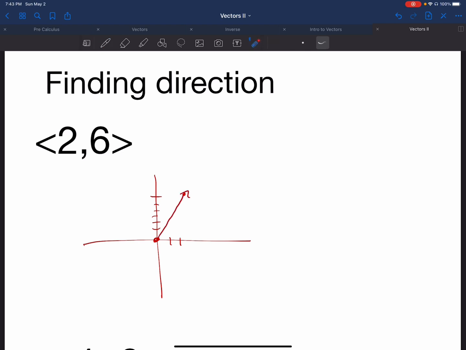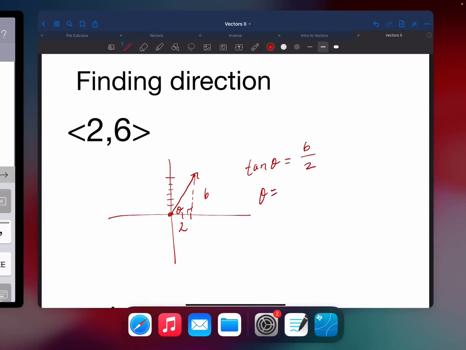So we can see that we can create a right triangle with a base of 2 and a height of 6. And then, like I said, the angle of direction goes from the positive x-axis to the vector. So we can use basic trigonometry to find what the angle would be. So we have our opposite, which is 6, and we have our adjacent, which is 2. So the tangent of the angle is equal to 6 divided by 2. So to find the angle, all we have to do is find the inverse tangent of 6 over 2.